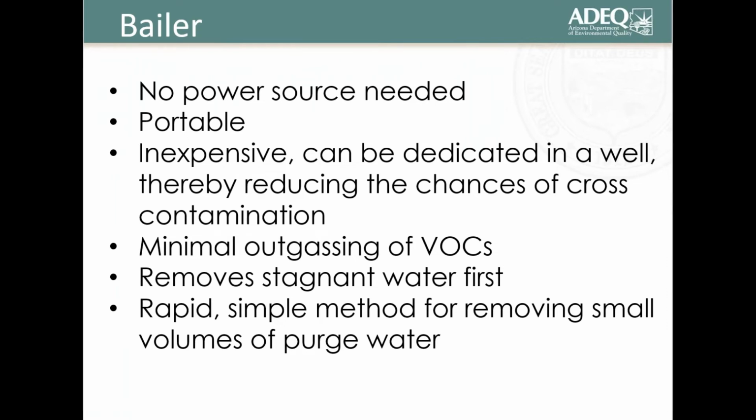As far as volatile organic compound sampling, you're having minimal outgassing because you're just filling up this cup, and you're not stirring up the water. You're not outgassing any volatile organic compounds. And the baler, by the way it works, accesses the most stagnant water first. Whatever there is on top, that's what you're pulling out first with a baler. It's also useful if you just have small amounts of purge water, and you just want to, literally, bail it out.